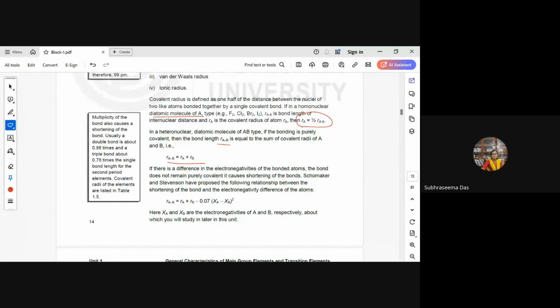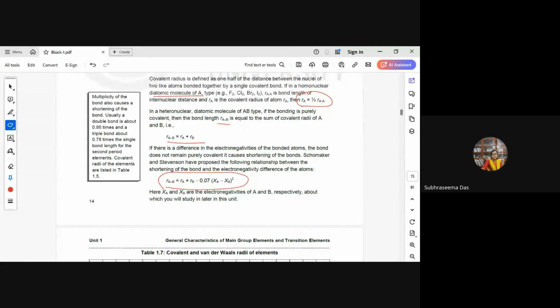In that case, Shoemaker and Stevenson proposed a different relationship, and R_AB is calculated using this formula: R_AB equals r_A plus r_B minus 0.07 times (chi_A minus chi_B) whole squared, where chi_A and chi_B represent the electronegativity of atom A and atom B. We'll gradually come to electronegativity, but this is used for heteronuclear diatomic molecules having different electronegativities.